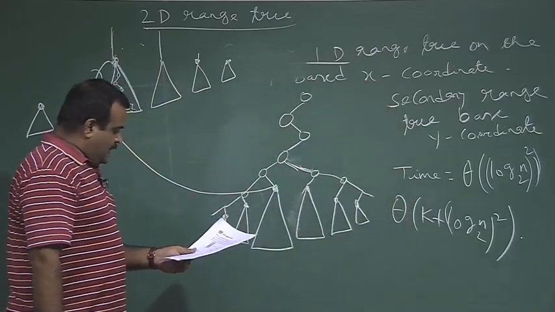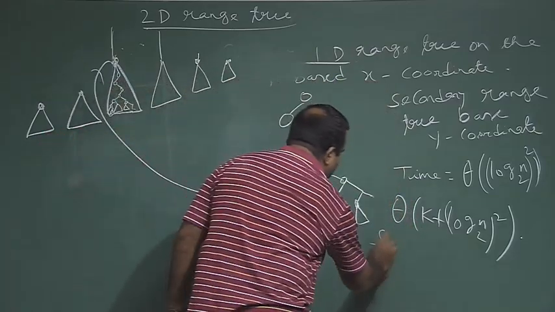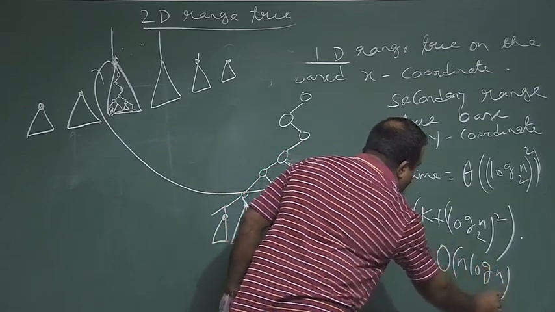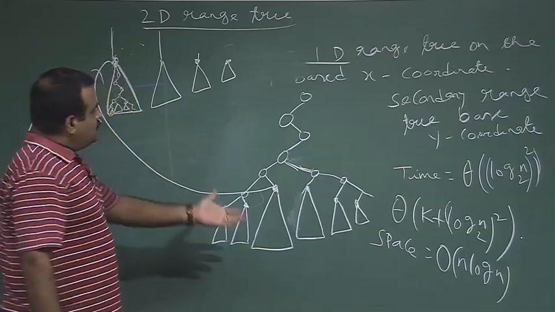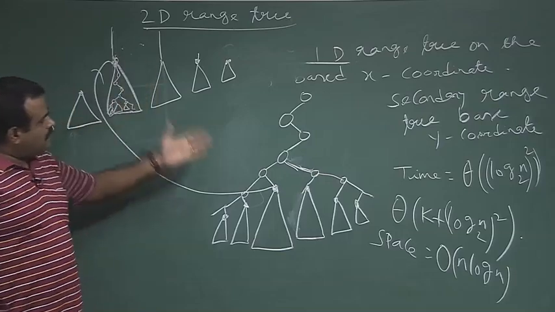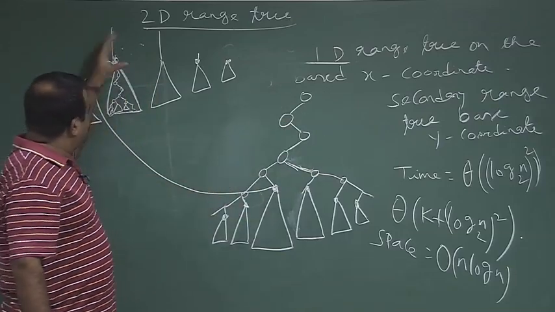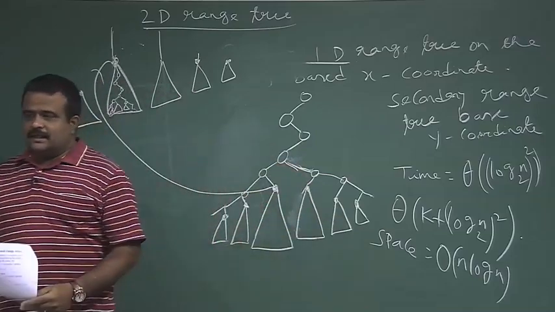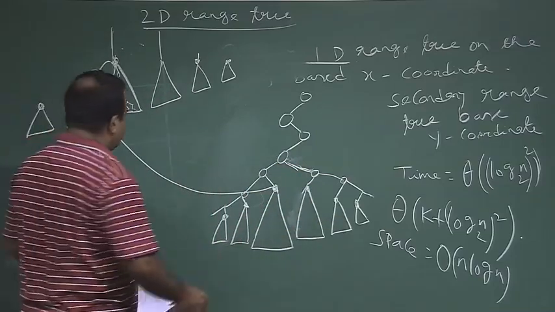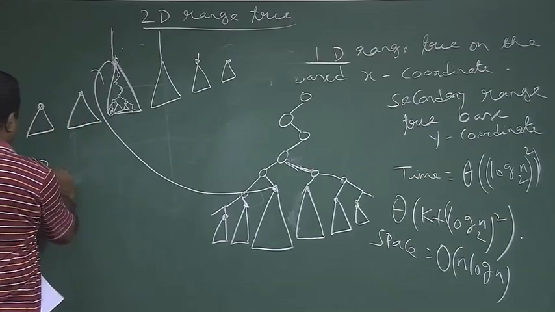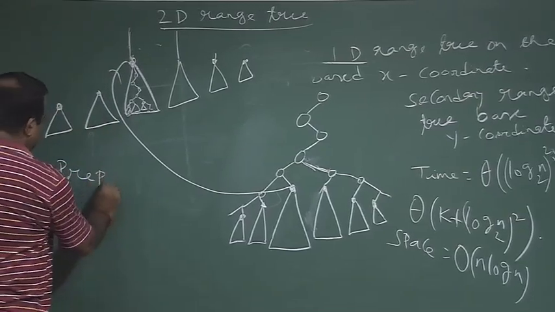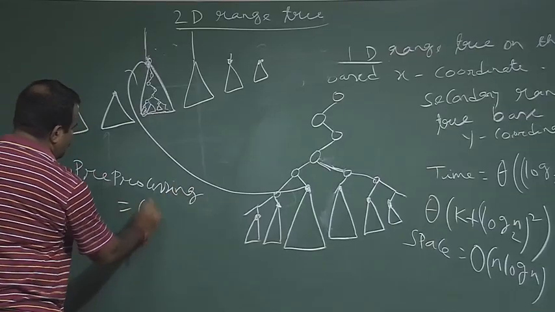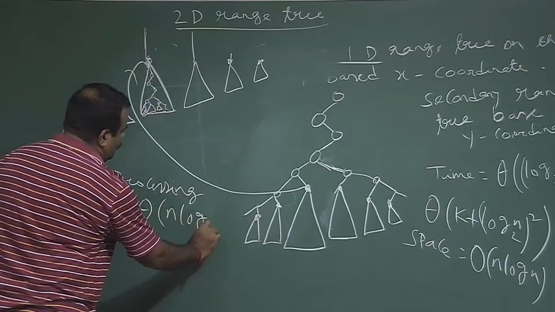Okay. And what is the space? Space is basically order of n log n, because there are log n such trees, and for each of these elements we have a secondary range tree, and the height of that is log n. So, the space is n log n, and the preprocessing time to make this is also order of n log n.